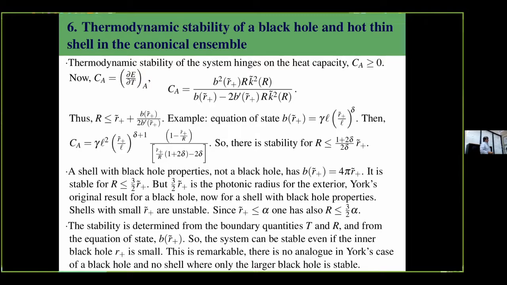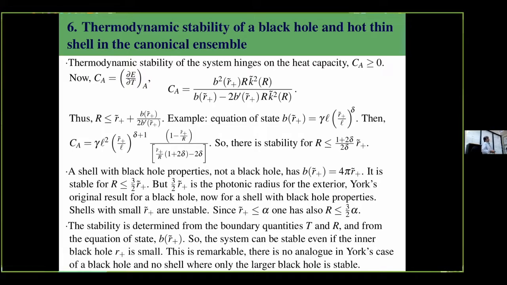You know E, you can make this derivative, and you get this expression here. Now, this means that this quantity has to be greater than 0. You can now change for R and see that for the system to be stable, capital R has to be less than R plus tilde plus B over 2P', derivative of B, in this way.